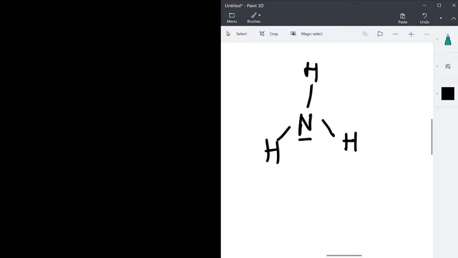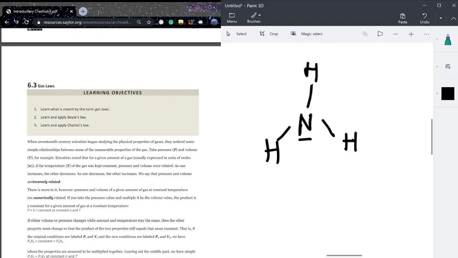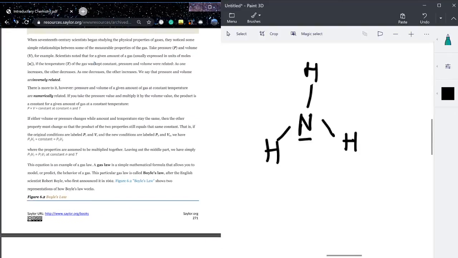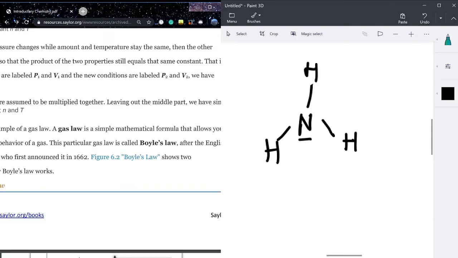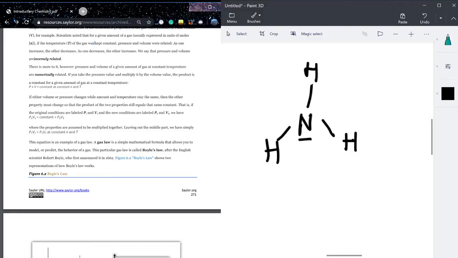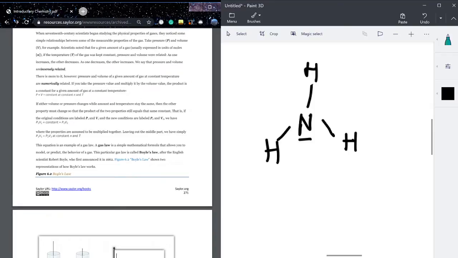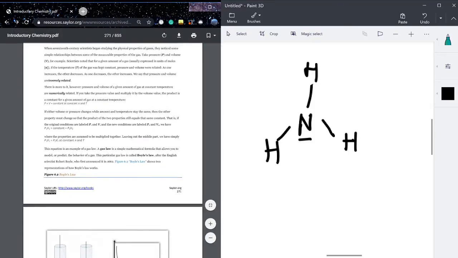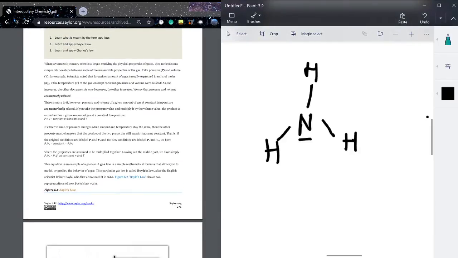So let's hide that for now. So, talking about gas laws. Alright, the first law we're going to talk about is Boyle's law, named after the English scientist Robert Boyle. Basically this law is relating pressure and volume.